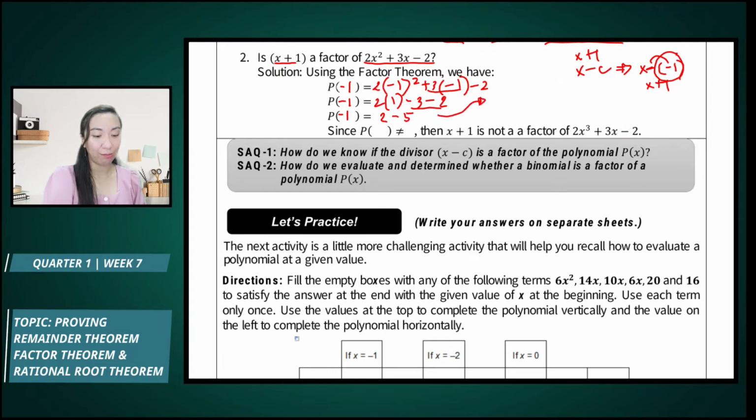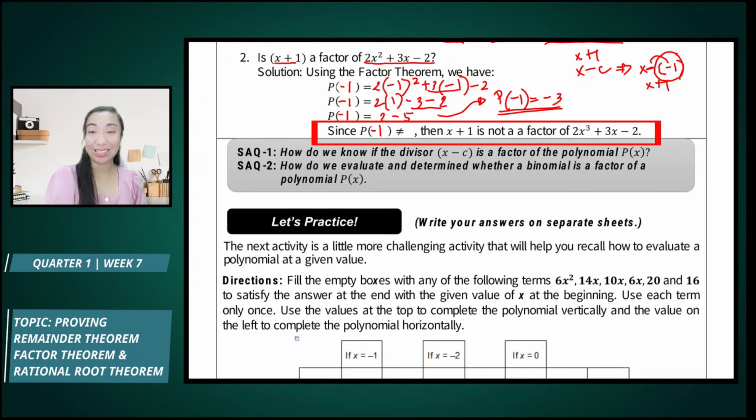And lastly, we have p of negative 1 is equal to 2 minus 5, which is equal to negative 3. If you notice in our final result, since p of negative 1 is not equal to 0 because it's equal to negative 3, so hindi siya equal to 0, then we can conclude that x plus 1 is not a factor of 2x cubed plus 3x minus 2.